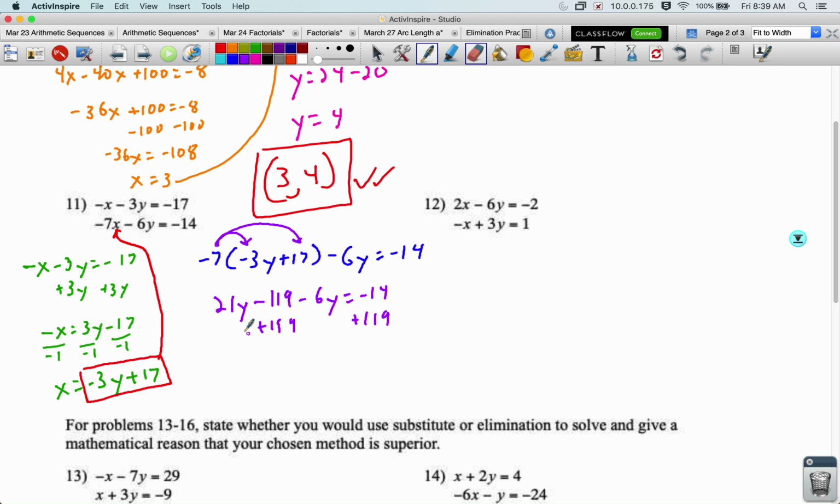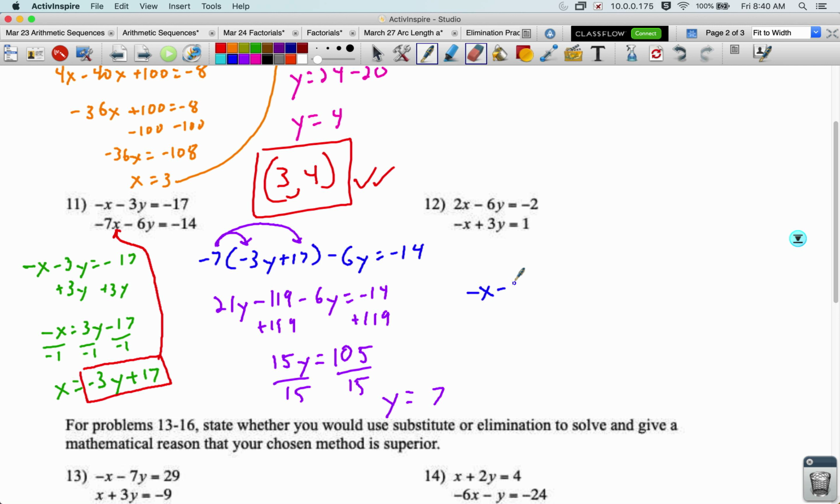Add 119 to both sides. Maybe we'll combine some like terms while we're at it. We get 15y equals 105. Divide by 15, divide by 15. We get y equals 7. Okay, plug that into either equation. I'll plug it into the top one.